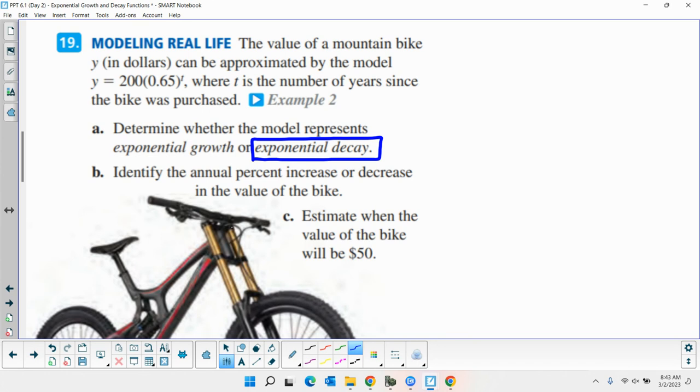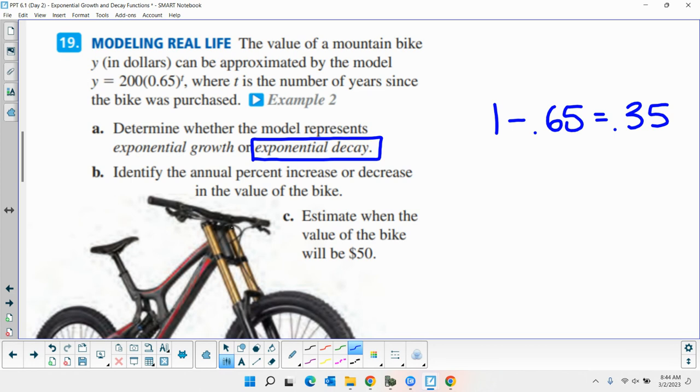All right. Identify the annual percentage increase or decrease. All right. So what we do there is we subtract it from 1. Oops, not 0.065, but 0.65. And that tells us the percent, in this case, decrease.